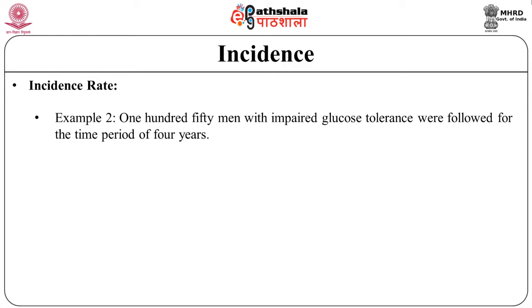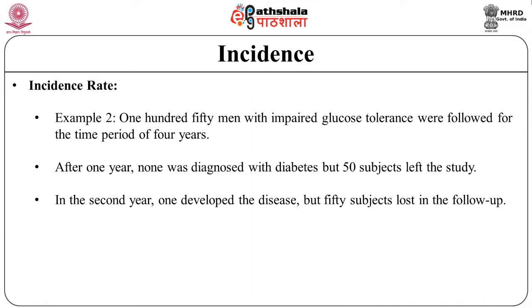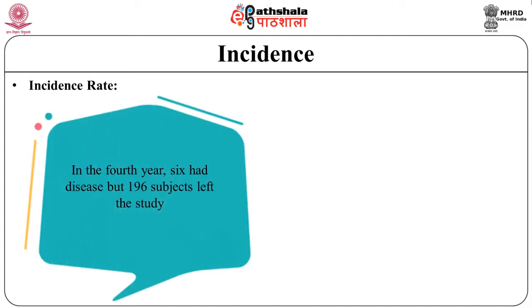Now, let us understand it with the help of an example. 150 men with impaired glucose tolerance were followed for a period of 4 years. After 1 year, none was diagnosed with diabetes, but 50 subjects left the study in the second year. 1 developed the disease out of 50 subjects. 50 were lost in the follow-up in the third year. 4 were diagnosed with the disease. 390 subjects left the study in the fourth year. 6 had the disease, but 196 subjects left the study.